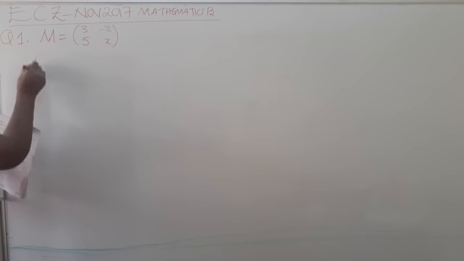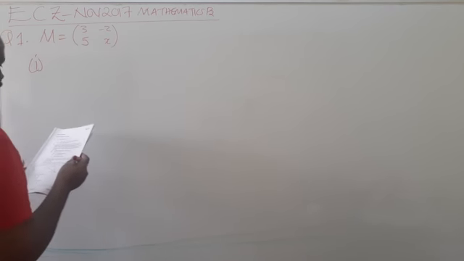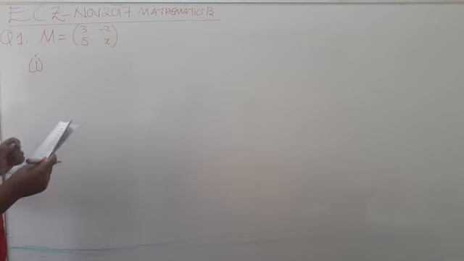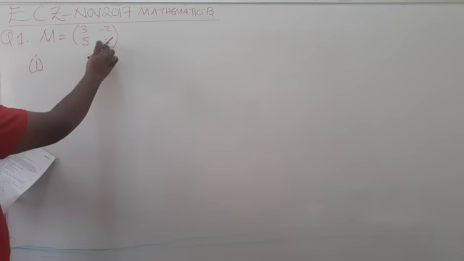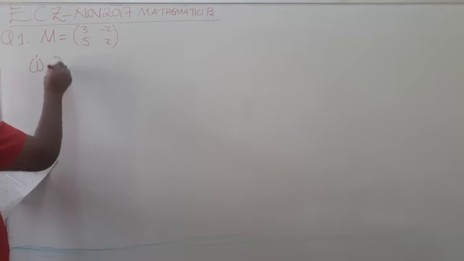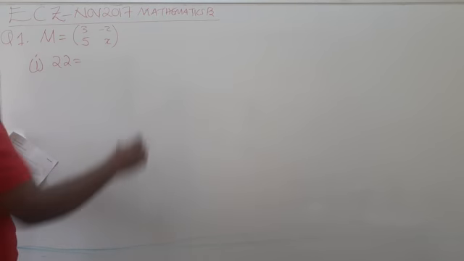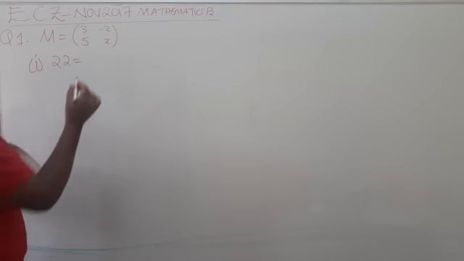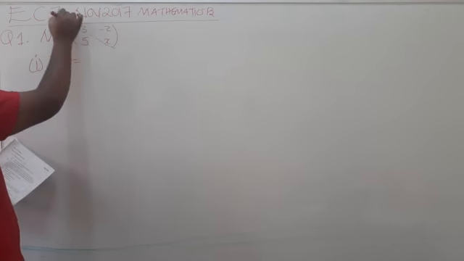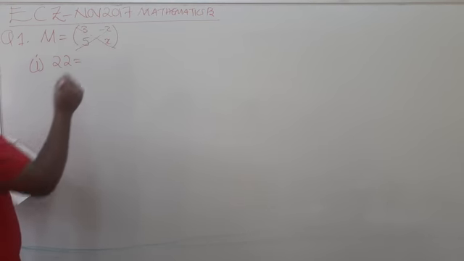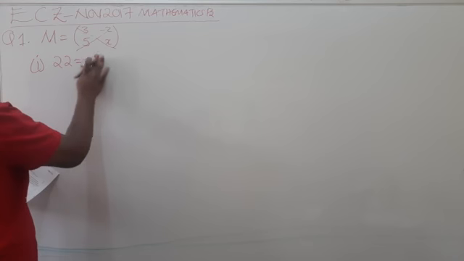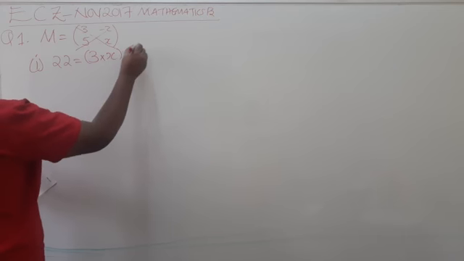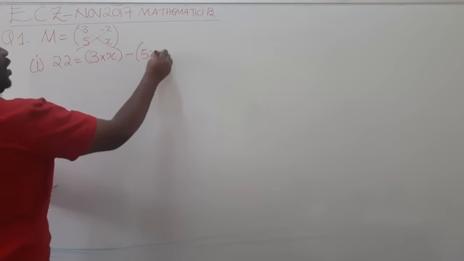Roman numeral 1. Find the value of x for which the determinant of M is 22. So we want to find the value of x for which the determinant is 22. Now how do we find x? Because we're talking about the determinant, you write the expression for the determinant. How do you do it? You say the product of elements in the major diagonal minus the minor. In this case, you say 3 times x, minus 5 times negative 2.